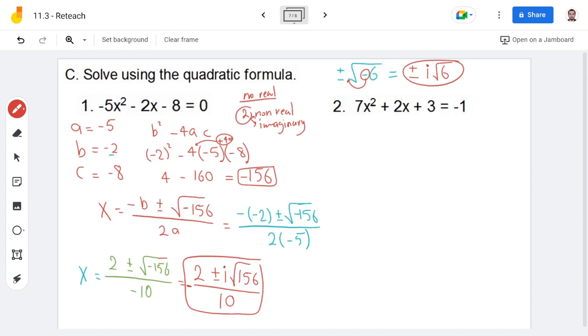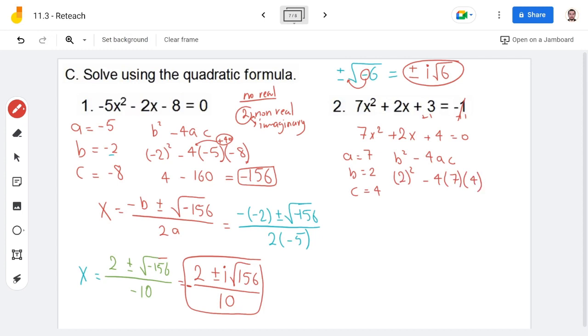Okay. Now, let's simplify the other question. So here, let's first rewrite it in terms of quadratic. So we take positive 1 for both sides. So we cancel this. So it's 7x squared plus 2x plus 4 equals 0. Now, let's find the discriminant. A is equal to 7, B is equal to 2, C is equal to 4. So now the discriminant b squared minus 4ac. b is 2 squared minus 4 times a 7 times c 4.